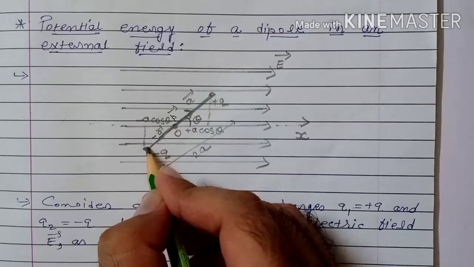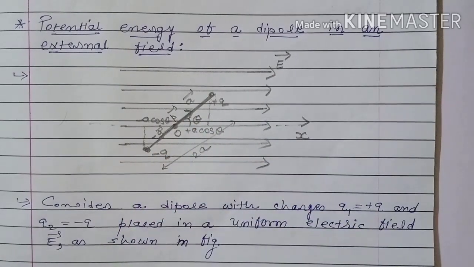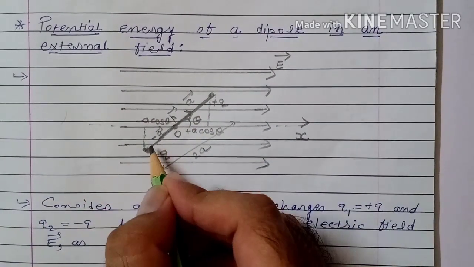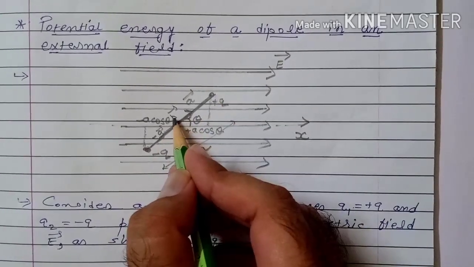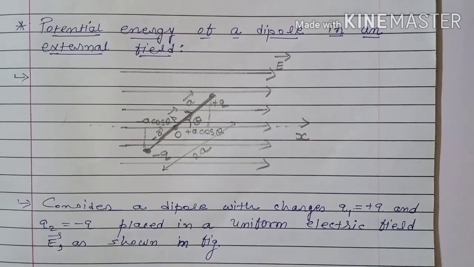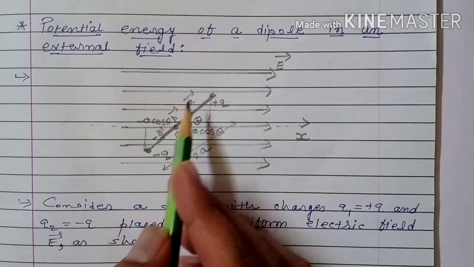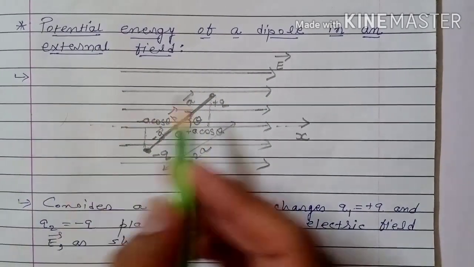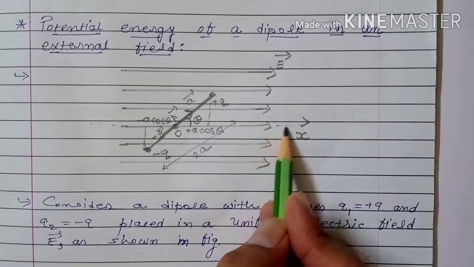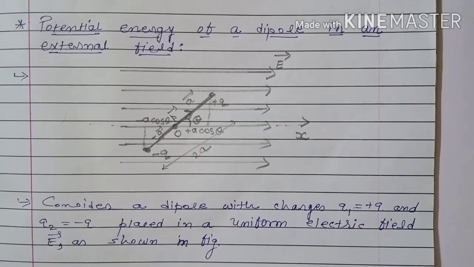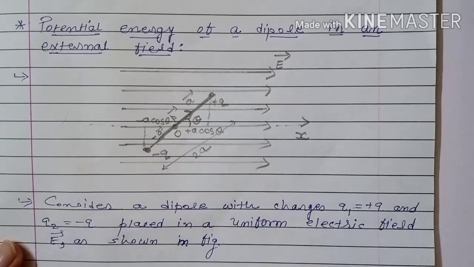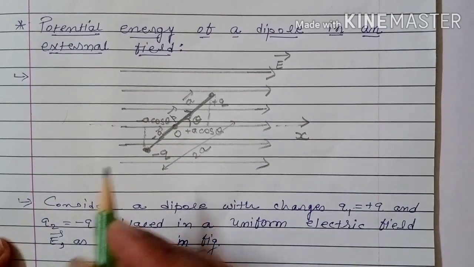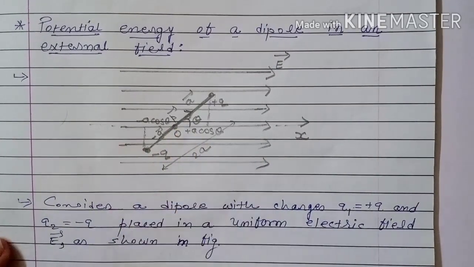this plus q and minus q both are separated by distance 2a, and the direction of dipole moment, that is from minus q to plus q, that is p vector, and this dipole is kept in a uniform electric field. The direction of electric field is in x direction. This dipole makes an angle theta with the x axis. It means the angle between p vector and E vector is theta.